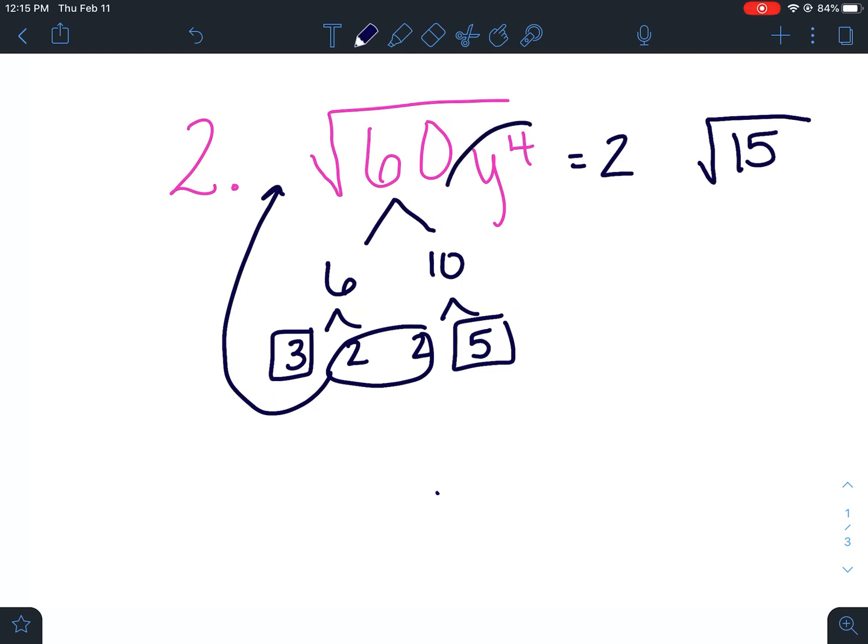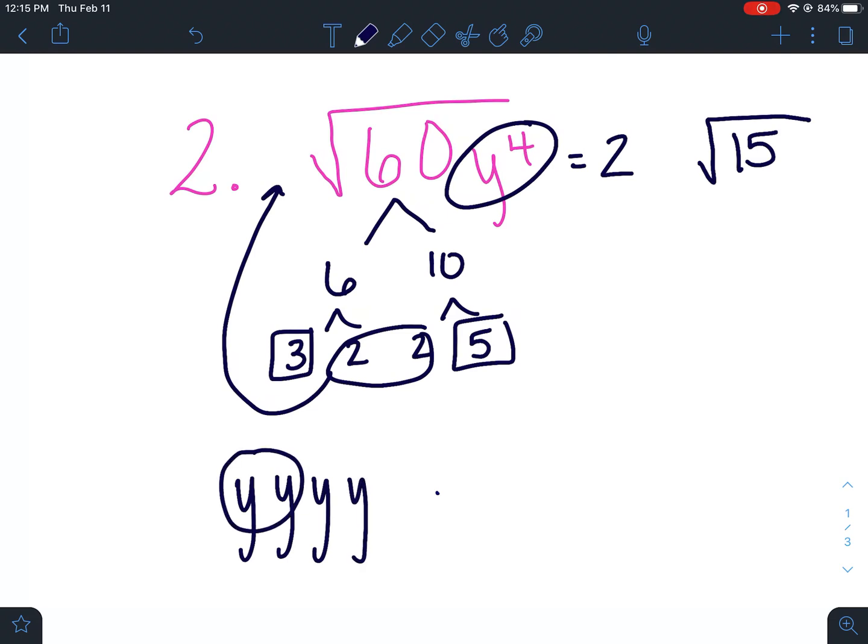Now let's look at y to the 4th. Y to the 4th is 1, 2, 3, 4 y's being multiplied. So I have 1, 2 pairs. So it's going to be y squared that goes outside.